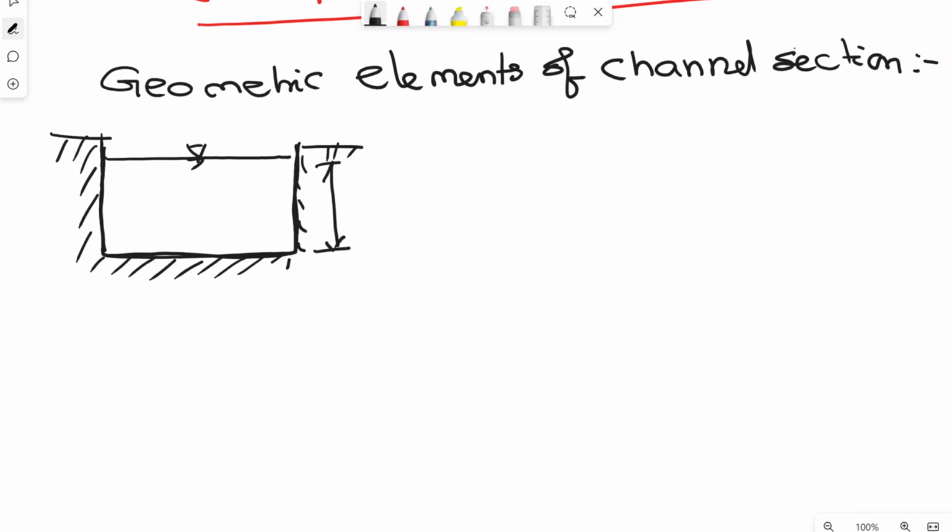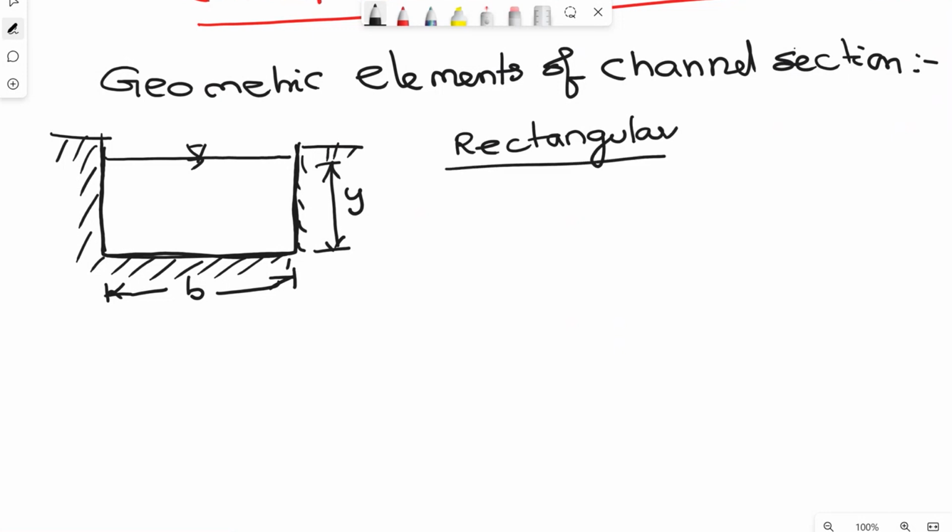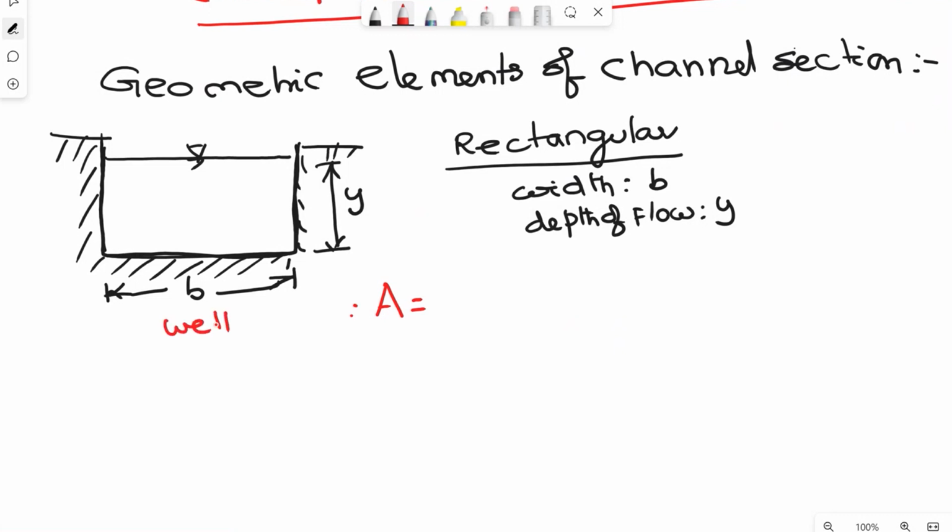So I am taking a rectangular section where the depth of flow is y. First channel I have taken is rectangular. For rectangular, the width of the channel I have taken as b and depth of flow as y. What are the geometric elements I require? Number one, area. This is called wetted area. Wetted means how much area is wetted. Area is equal to b into y.